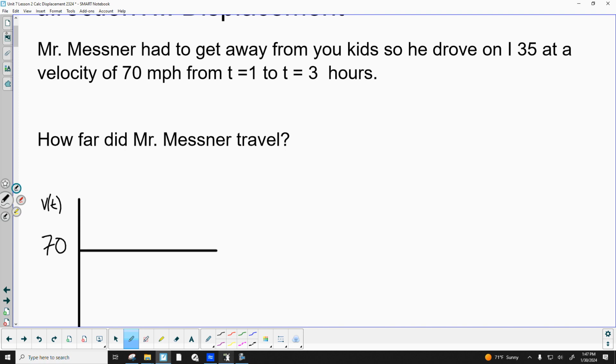If I told you I had to get away from you, and I drove on I-35 at a velocity of 70 miles per hour from t equals 1 to t equals 3 hours, how far did I travel?